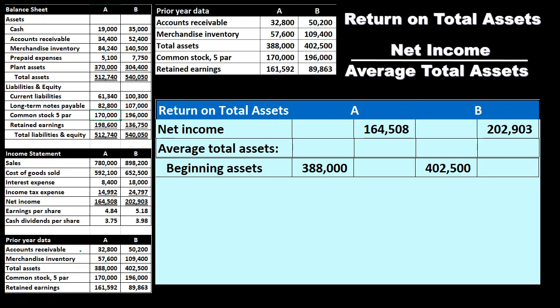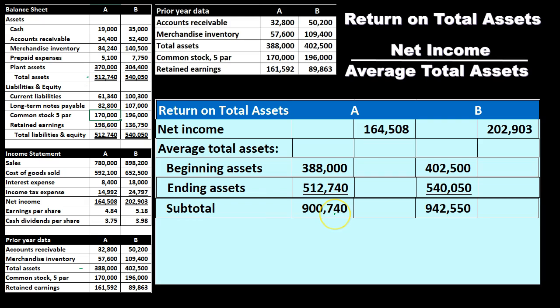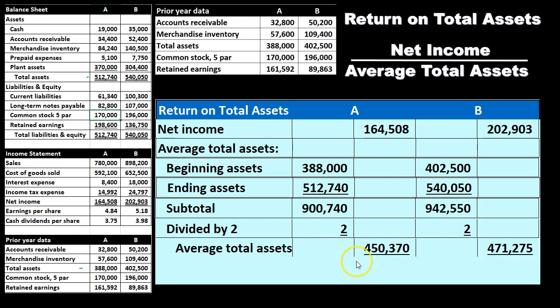So we'll take a look down here at the prior year information, picking up the total asset number. Then we're going to take the ending assets, which is represented on our financial statements because the balance sheet is as of a point in time, as of the end of the time period. Therefore, the ending assets will be picked up here. We're going to add those two up. Why? Because we want to take the average of them. We're going to add them up, divide by the number of items that we have, which is 2. So we'll divide that by 2. That gives us the 450,370 for A and the 471,275 for B.